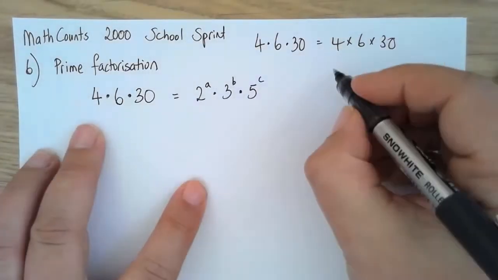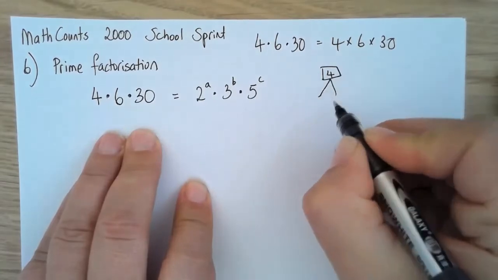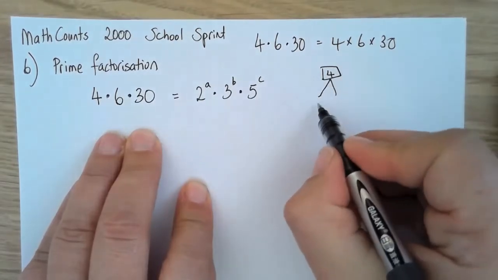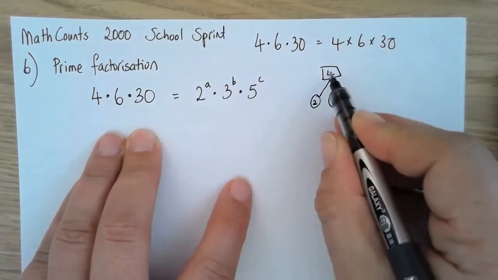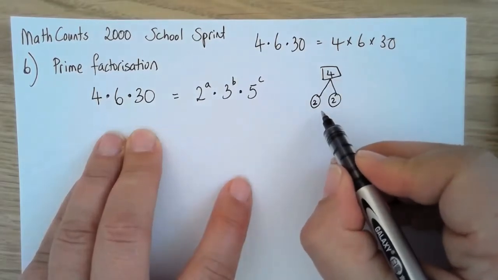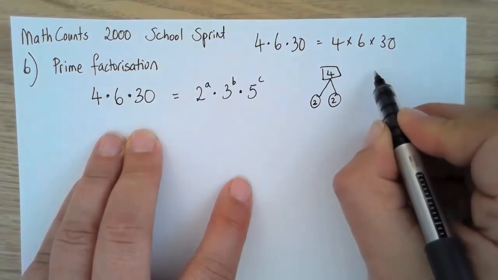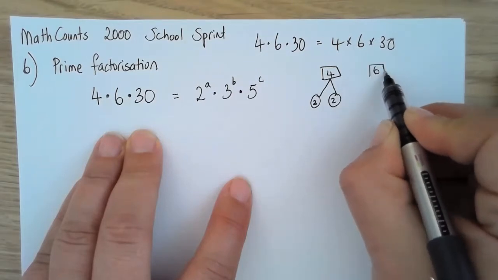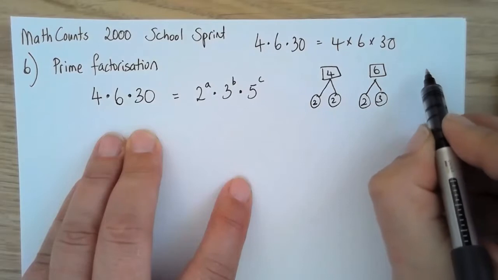What we're going to do, we're going to factorize the 4, the 6, and the 30. One way to do that is, I tend to draw it out this way, in a tree. Two numbers multiplied together to make 4. You don't use a 1, you only use prime numbers. So we've got a 2 and a 2. 6 is straightforward again, 2 and a 3.